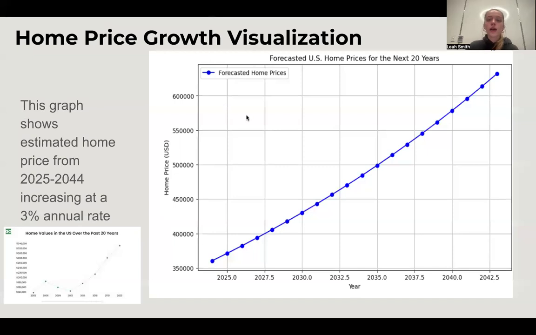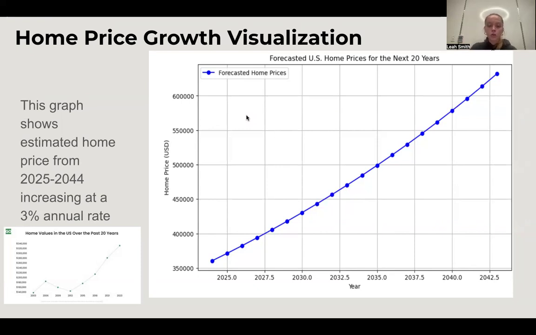Home price visual. I have this graph that I made, which starts around 2025 and ends just about 2044, starting at that 350 and then up to that 600,000. And as you can see, this graph is pretty linear.